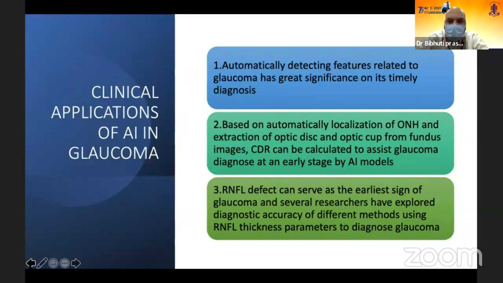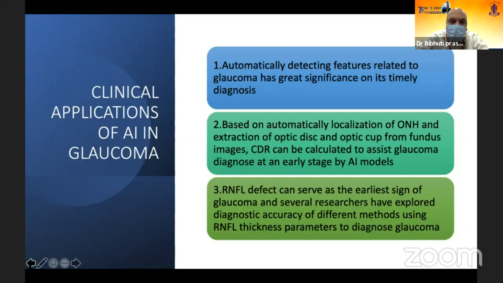And this artificial intelligence model can help us in screening patients in the periphery by untrained evaluators who can just capture the images. Then the artificial intelligence will help us in identifying the amount of change or the CD ratio to segregate the patients who will require further evaluation. Then RNFL defect can serve as the earliest sign of glaucoma. Several researchers have explored the diagnostic accuracy of different methods using the RNFL thickness parameter to diagnose glaucoma. And that forms the very basis of diagnosis.